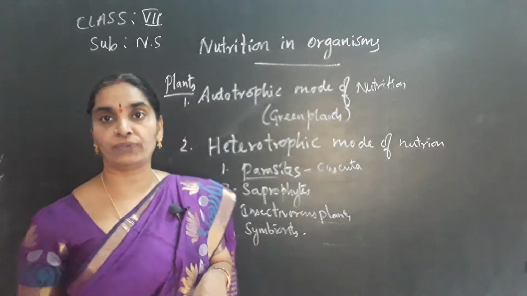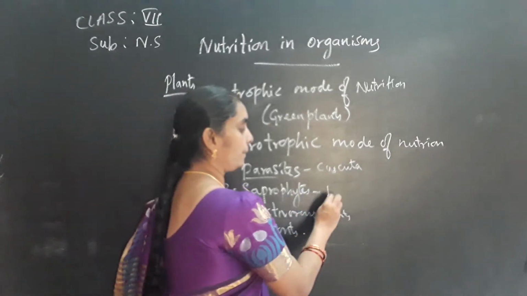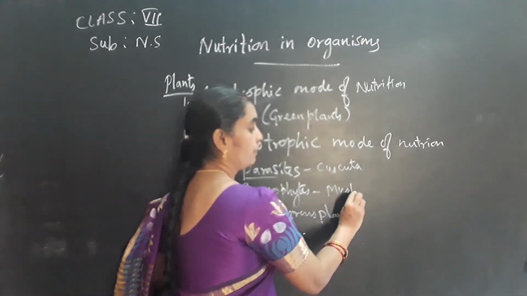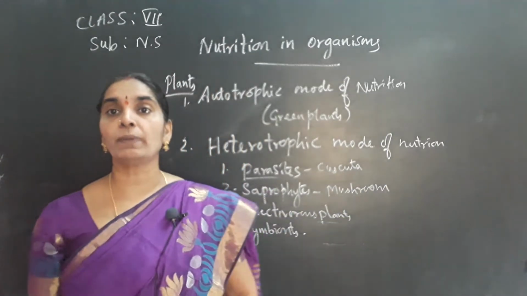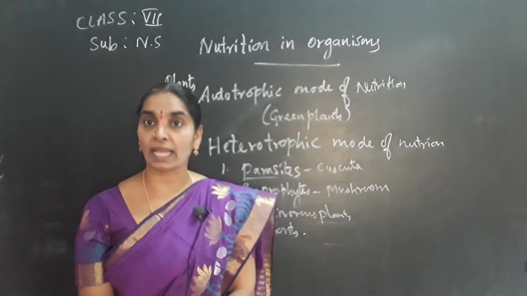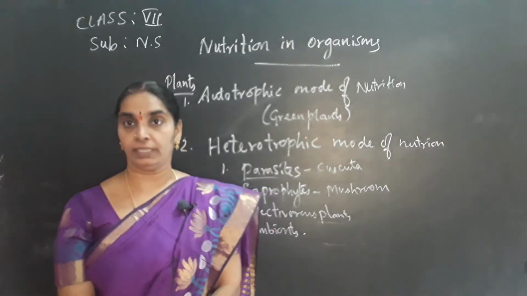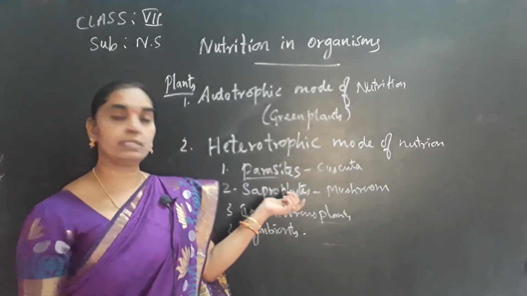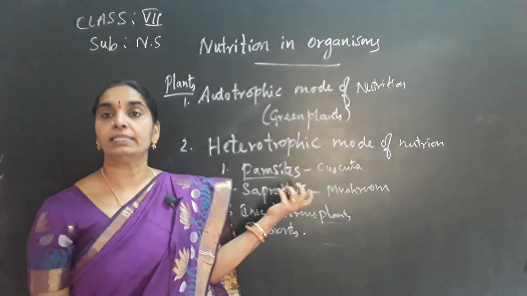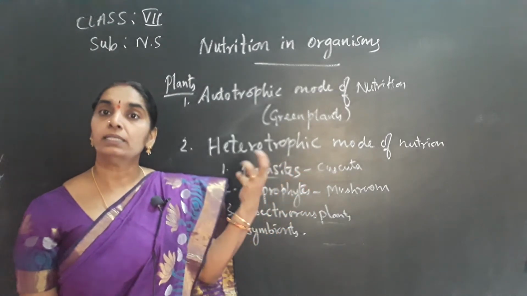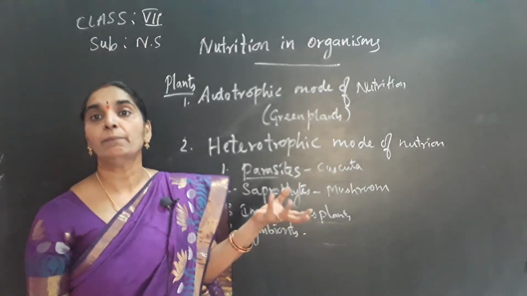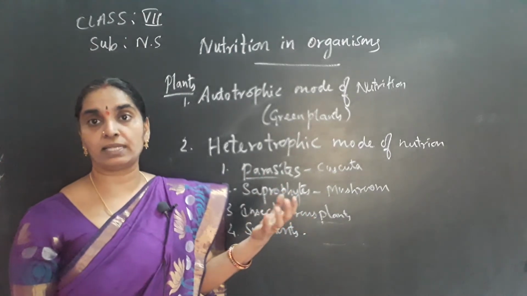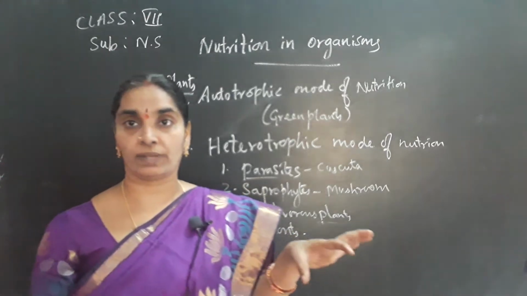Next, saprophytes. The best example is mushrooms, red mould. So they belong to saprophytes. Saprophytes normally depend upon dead and decayed organic matter for their food. They take the food from the dead organisms, and they clean the environment by using the nutrients present in the dead organisms.